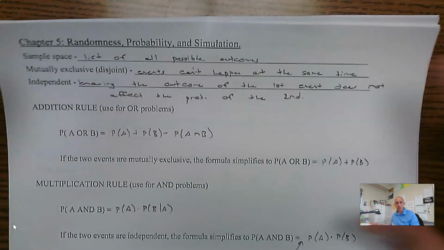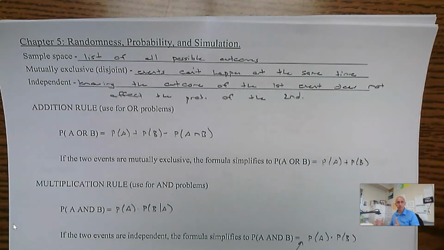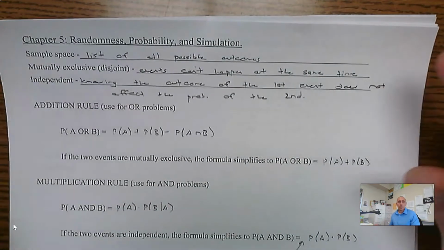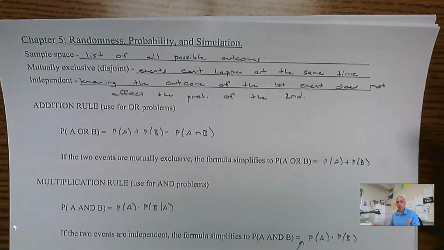Mutually exclusive or disjoint, they mean the same thing. That is two events that cannot happen at the same time. You come up to a traffic light that is both green and yellow at the same time. It's not going to happen. Independent: knowing the outcome of one event doesn't affect the probability of the second event. We would say that those events are independent.